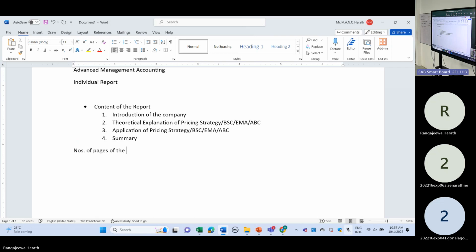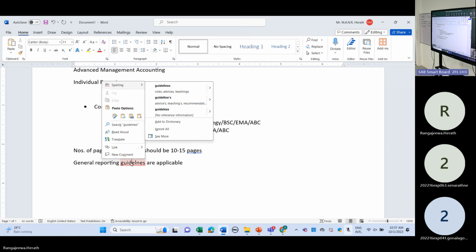Pages of the report. Page. General reporting guidelines applicable. Right? So general reporting guidelines.